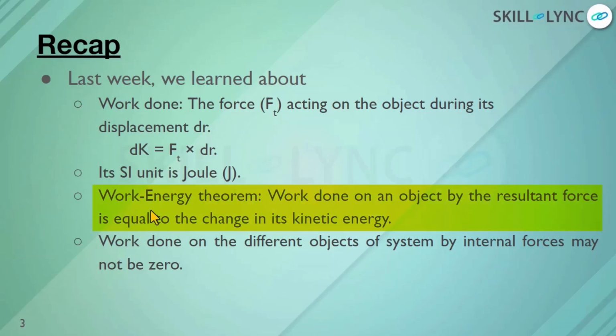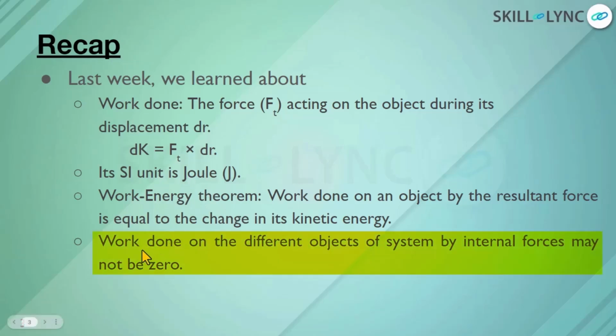We have also learned about work energy theorem. Thereby we have learned that work done on an object by the resultant force is equal to change in its kinetic energy. The work energy theorem can be stated as the change in kinetic energy is responsible for work done. Here we have represented the same. dK is K2 minus K1 or Kf minus Ki, where Kf is final kinetic energy minus Ki is initial kinetic energy. Thus, final kinetic energy minus initial kinetic energy would be equal to work done. The same is represented by work energy theorem.